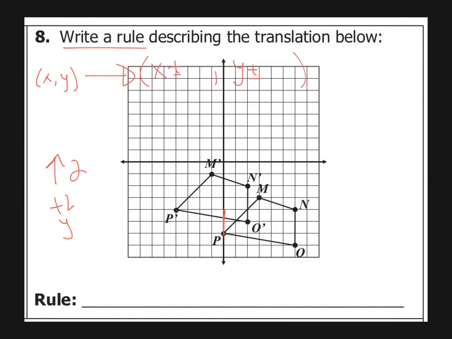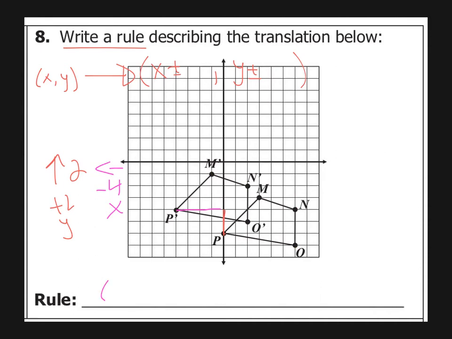And as far as the horizontal change, it looks like it made a leap of faith 4 units to the left. So it went left 4 units. And that's negative 4 for x. Now we just got to write the rule that contains all of that.